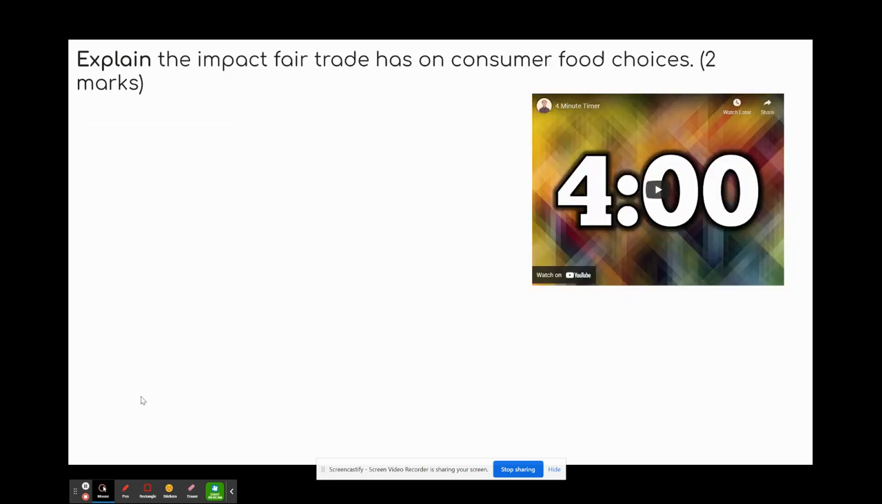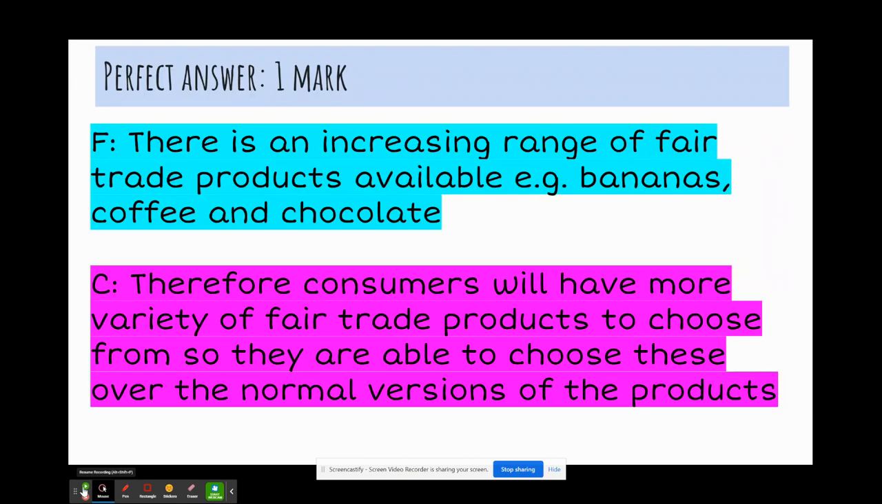So our next question is explain the impact fair trade has on consumer food choice, and this is worth 2 marks. We know that every question tells us 3 things. Thing 1 is the command word. In this case, it's an explain, so we should have an F and a C as our formula. The second thing is the mark allocation. In this case, it's worth 2. Therefore, we need to have 2 F and C's in our answers. The third thing is who we are referring back to in our question, and in this case, it is a consumer. So we must have the word consumer in our consequence.